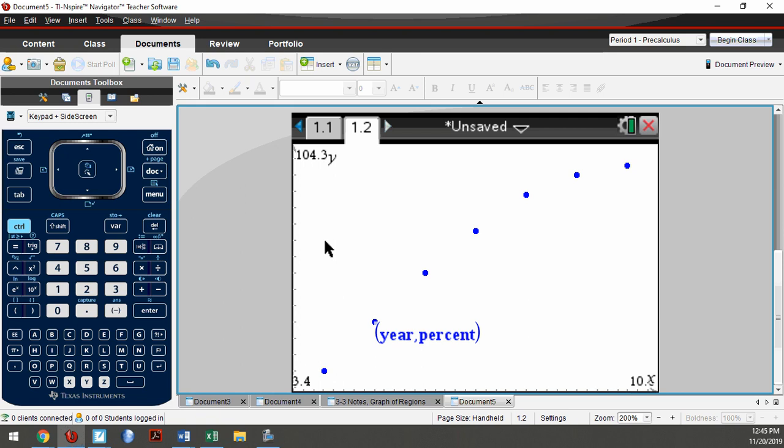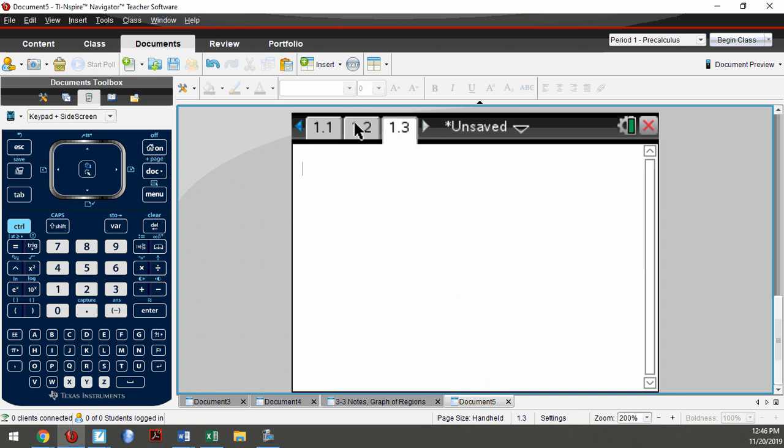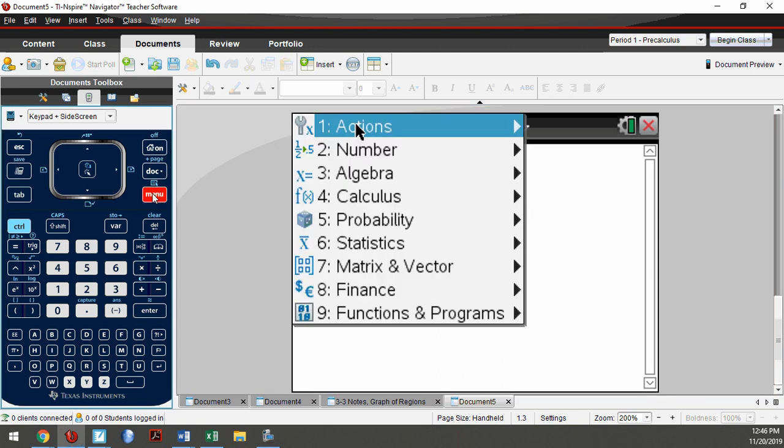So what we're going to do is we're going to go through the steps to find our linear model first. So we're going to go ahead and do Control Doc, and we're going to add a calculator page because we're going to do some calculations. And we're going to hit Menu. What do I want next?